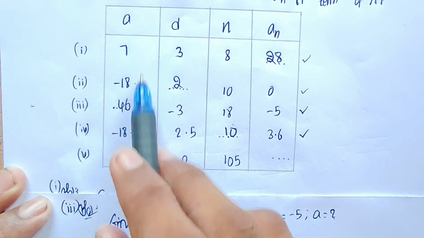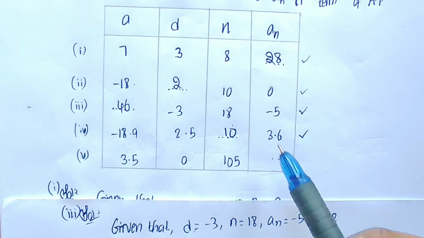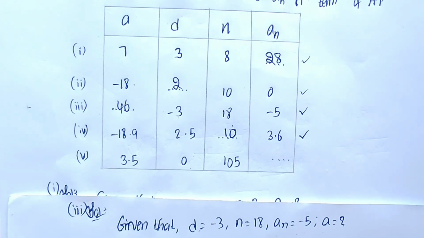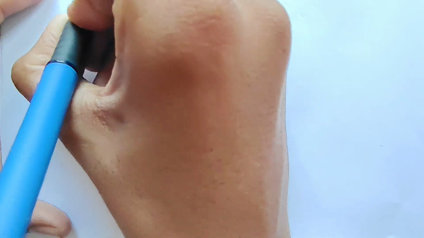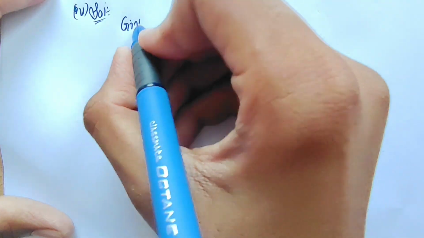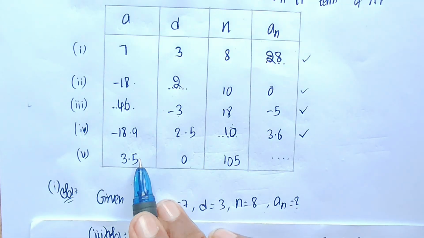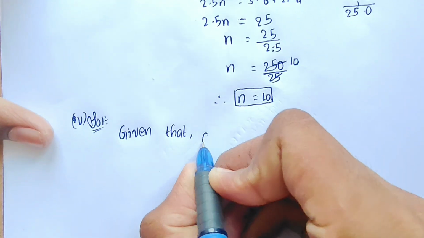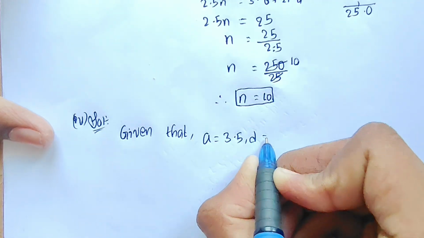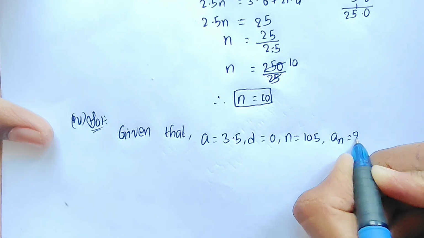In this question he gave a is equal to 3.5, d is equal to 0, n is equal to 105, and he is again asking the value of a base n. Let us solve it. Fifth question. Given that, what is given in the problem? a is equal to 3.5, d is equal to 0, n is equal to 105, and we are asked to find out the value of an.